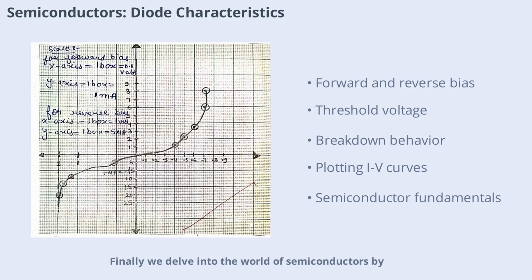Finally, we delve into the world of semiconductors by examining the IV characteristics of a p-n junction diode. In forward bias, the diode allows current to flow easily after a certain threshold voltage, while in reverse bias only a tiny current flows until breakdown occurs. By plotting the current versus voltage for both forward and reverse bias, we observe the distinct behavior of the diode, including the threshold and breakdown voltages.